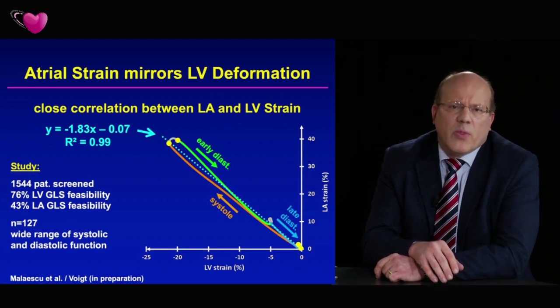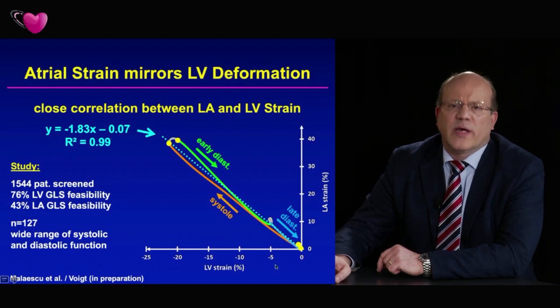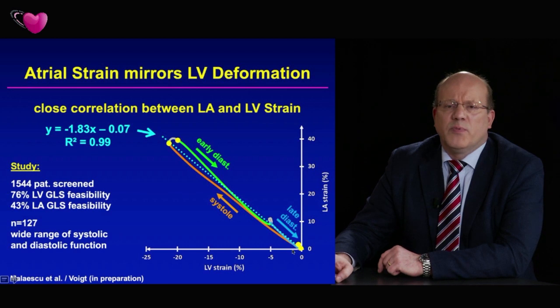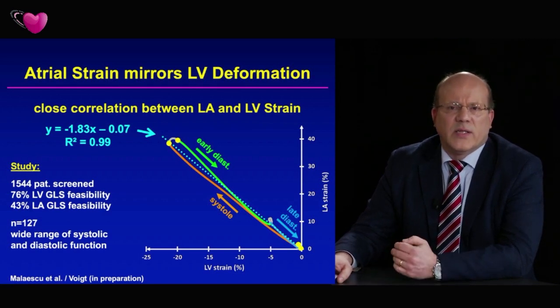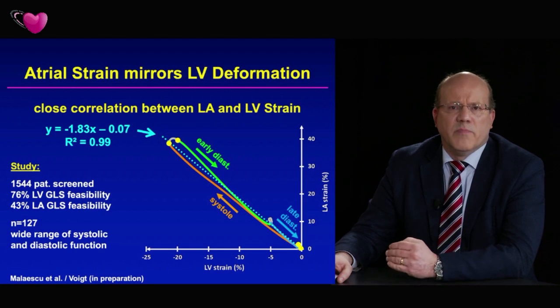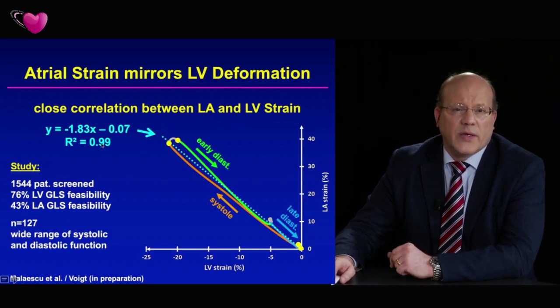What I show you on the right side here is a diagram that brings together the left ventricular strain and the left atrial strain. If you put these two values together, then you create a loop. And you see that this loop is very narrow. It's almost a line, and that means that these two strain curves mirror each other. You can also see that here in the correlation factor, this correlation value is 0.99, so it's close to 1. It's a perfect match, so to say.